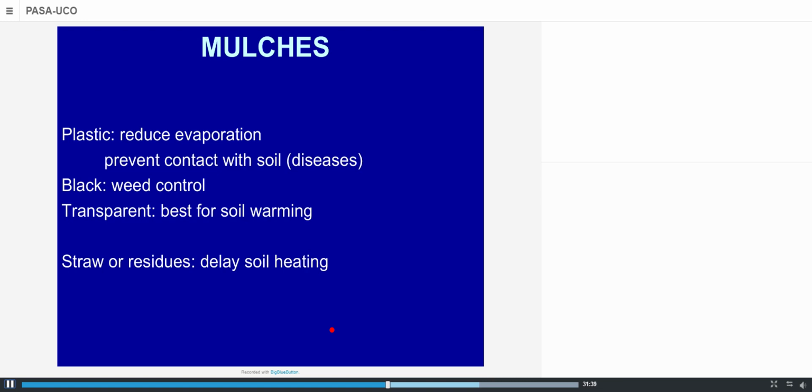In the case of plastics, one of the important effects of plastic is that we reduce evaporation. A secondary effect, very frequently used in agriculture, in horticulture, is that the plastic prevents the contact of the plant or the fruits of the plant with the soil, and that prevents some diseases. Black plastic is typically used for weed control, for instance, in the case of strawberry crops. On the other hand, transparent plastics are the best alternative for increasing soil warming during the spring. The contrary effect is that of straw or residues that delay soil heating during the spring.